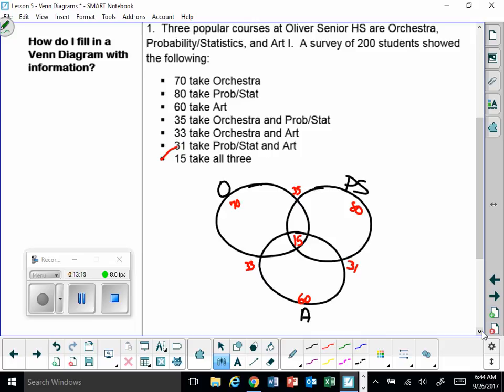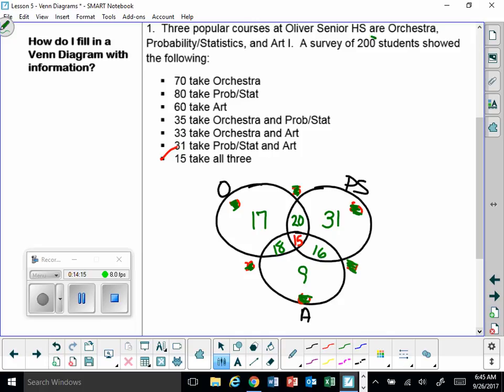Orchestra and prob stat 35. 35 minus 15 makes this little space 20. 31 minus 15 makes this little space 16. And 33 minus 15 makes this little space 18. Now for orchestra, I need to take my 70 and subtract the 20, 15, and 18, giving me 17, taking only orchestra. For prob stat, take my 80, subtract 20, 15, and 16, and I have 31, taking only prob stat. For art, take my 60 total, subtract 18, 15, and 16, and I get 9, taking only art.